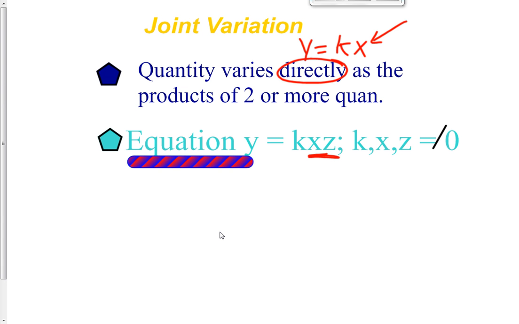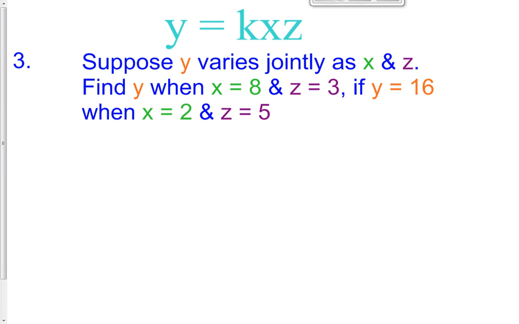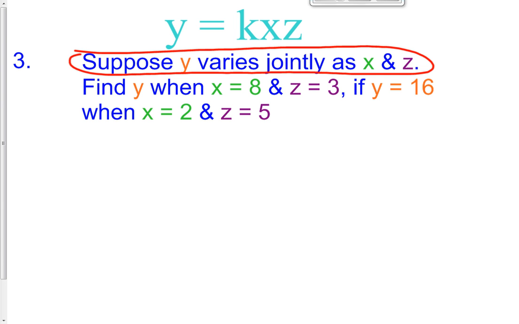So there's two quantities or more that are having an effect on the other quantity. But everything is still going to be the same direction. As one increases, everything else increases as well. So we have our equation y equals kxz. So it says y varies jointly as x and z. So again, this sentence sets up our equation. If we know it varies jointly with two other letters, we're going to use this. So y varies, which means y equals, jointly, k is multiplied by x and z.